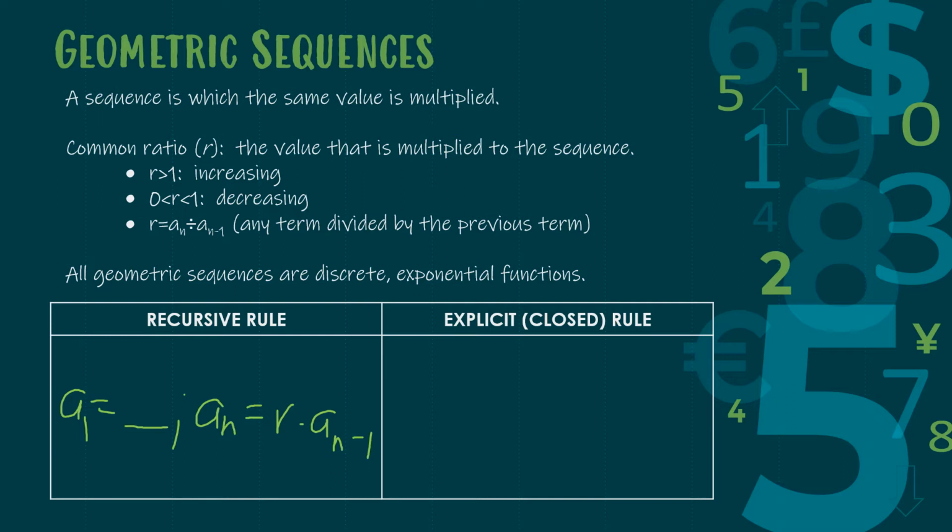The closed rule is going to be used to find any term, any specific part of the sequence that you want. And unlike the arithmetic sequence, you do not need to simplify. So here's your explicit rule: a sub n equals a sub 1 times r to the n minus 1. So you still need to fill in the first term and the common ratio, but you do not need to simplify.